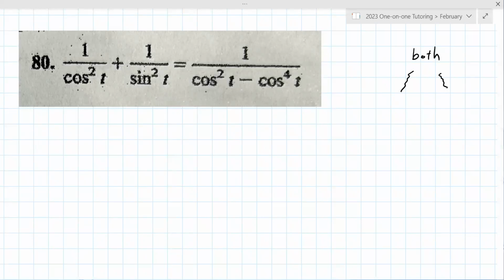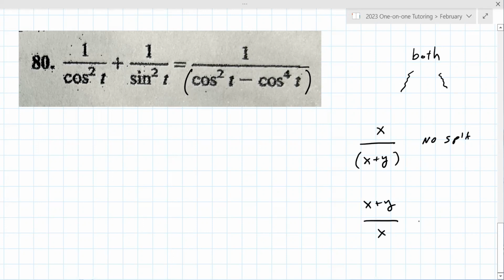On the right side, can't you just split it into two fractions? You can't split it when it's on the bottom like that. Only when it's a single term. Like what you just asked me: X over X plus Y cannot be split. But if it were X plus Y over X, this one you can split into X over X and Y over X. Oh, so it's only when there's a single term on the bottom.